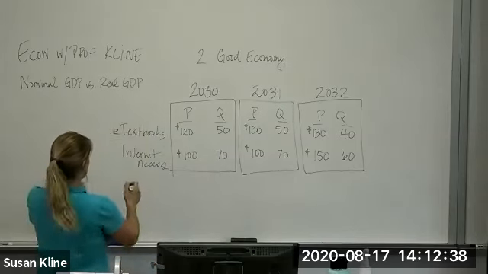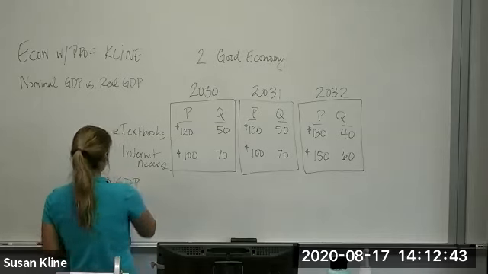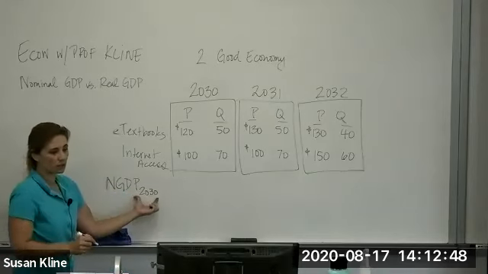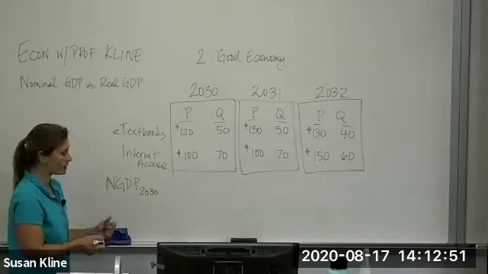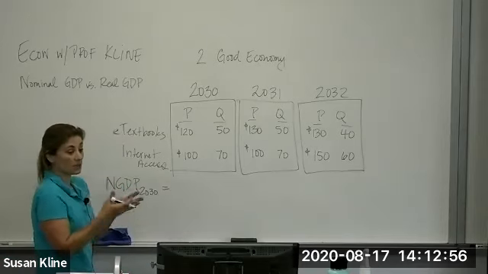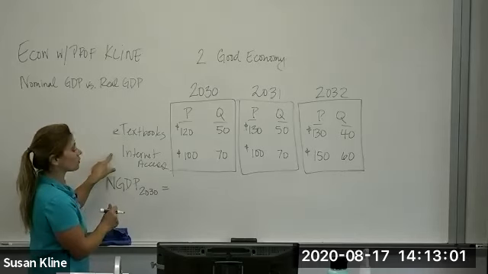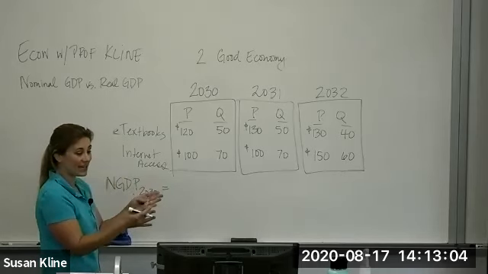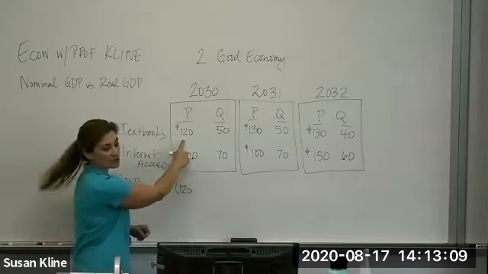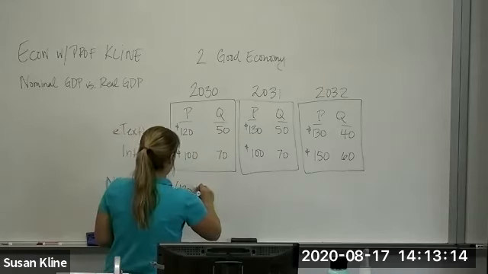The way that we calculate nominal GDP, we're going to use the letter N to denote nominal. Nominal GDP for 2030, so I'm just going to put this subscript 2030 to say that I'm calculating nominal GDP for 2030. I'm going to total up how much was spent on e-textbooks, then total up how much was spent on internet access, and then add them together. For e-textbooks, it costs $120, and 50 were purchased.